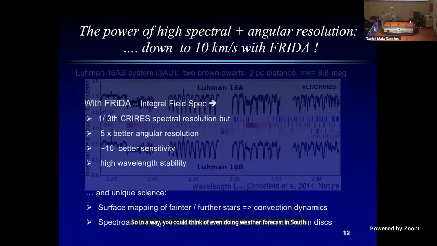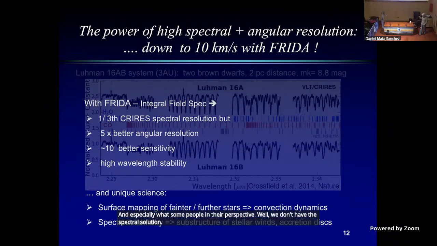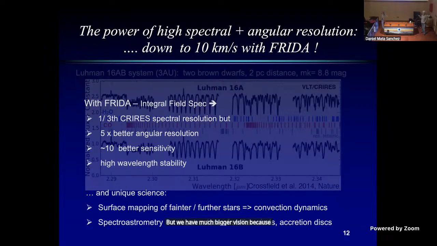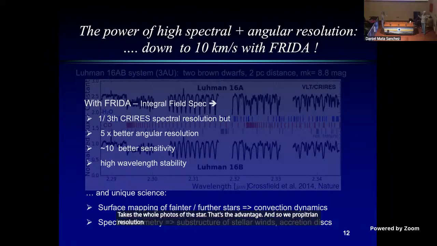So what is special with FRIDA? How can we compare? What can we do in that respect? Well, we don't have the spectral resolution. It's, as I said, about a third lower, but still very high. But we have much superior angular resolution because we don't have a long slit. We don't have to close or open any slit. Our integral field unit takes all the photons of the star. That's the advantage. And so we profit from the angular resolution, and we have all the photons of the star in our field of view, in our integral field unit.